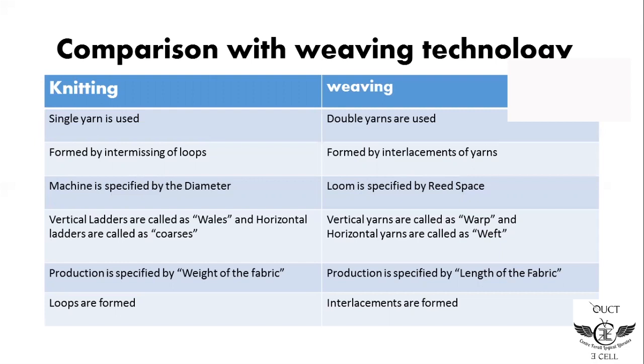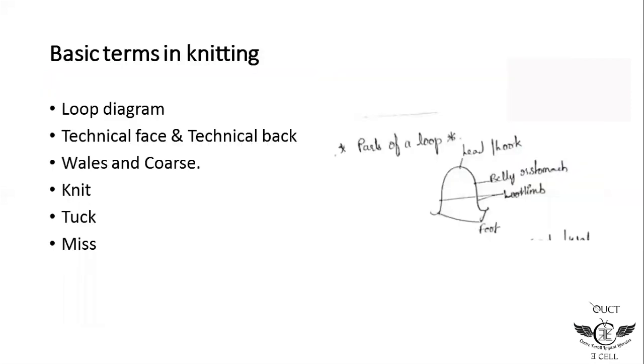The production in knitting can be specified with the weight of the fabric. In weaving, it is the length of the fabric. Here loops are formed, there interlacements are formed. So those were the major differences when compared to weaving. Now the basic terms in knitting. So what are the basic terms?